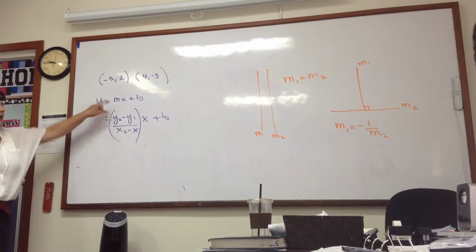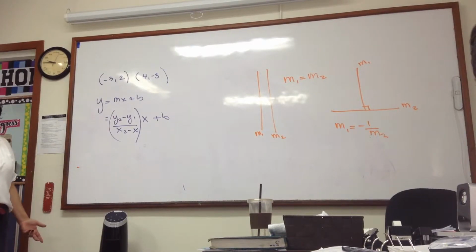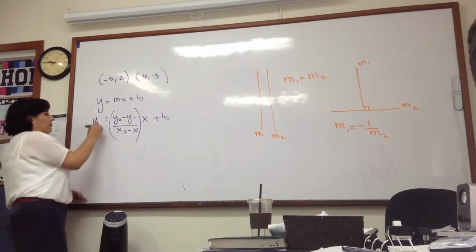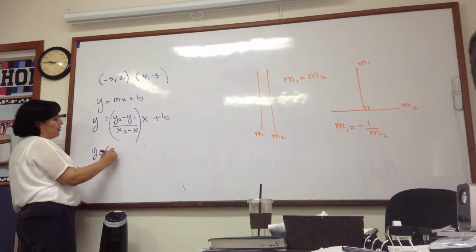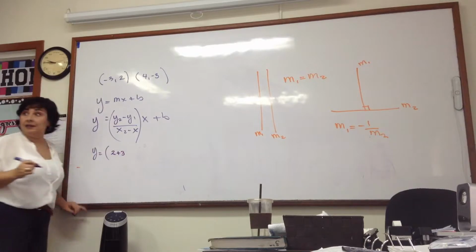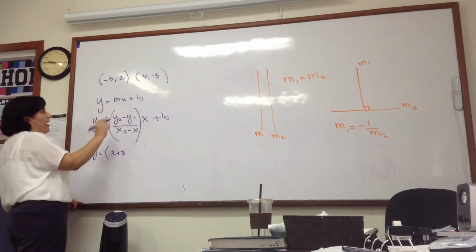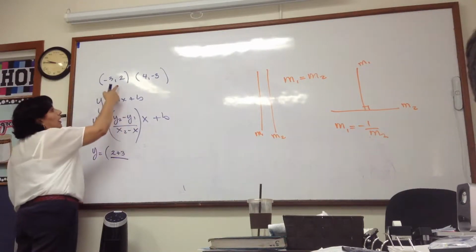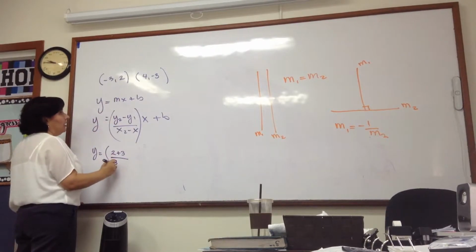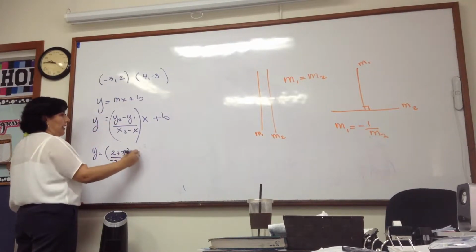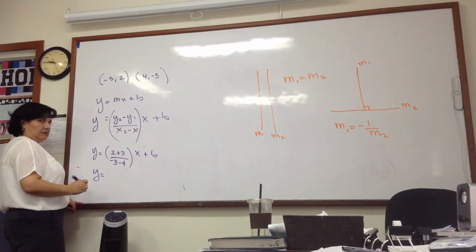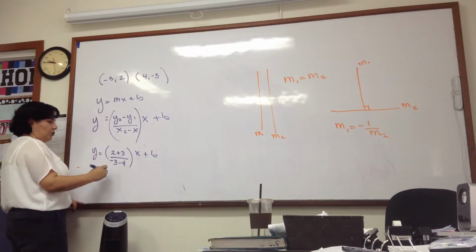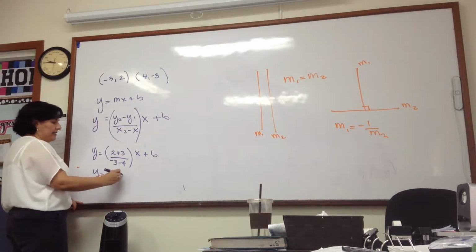Okay, because this is m, right? Yes. So all I have to do is stick it in there. So I've got 2 plus 3, because it's minus 3. Can I do it either way? Yes, as long as I keep the order. Minus 3, minus 4, x plus b. We already have x. So this would be 5 over -7 x plus b.